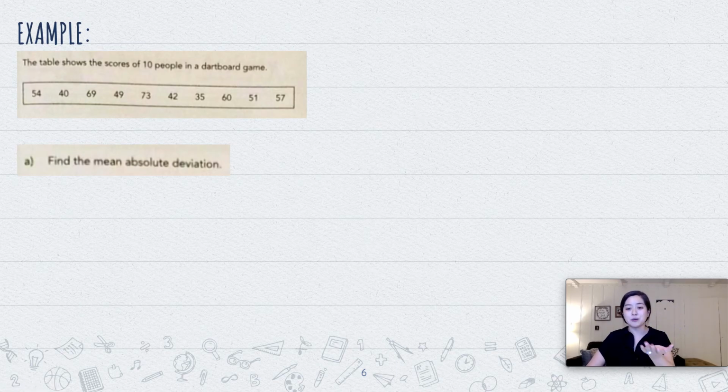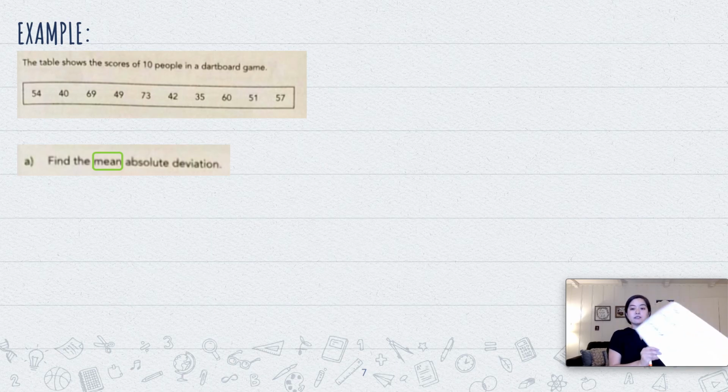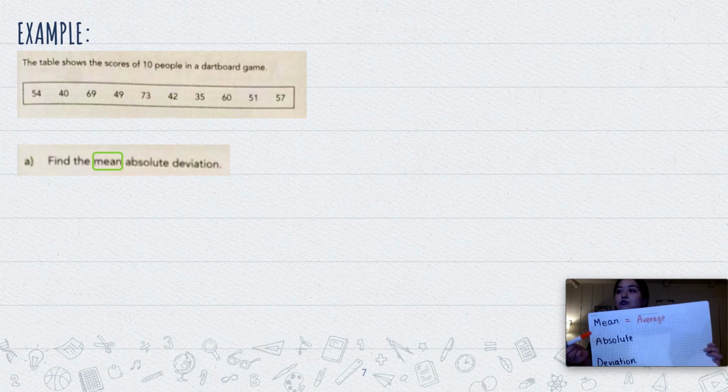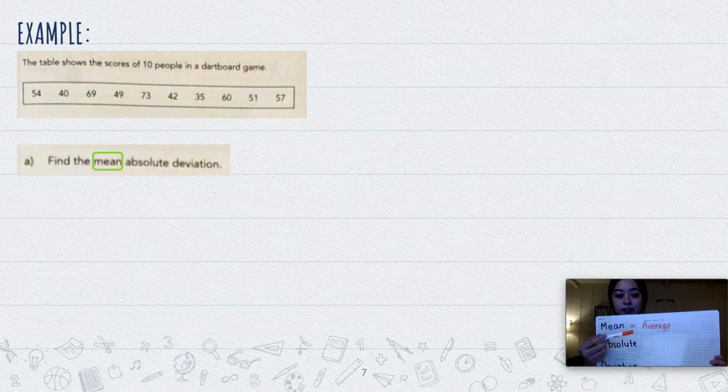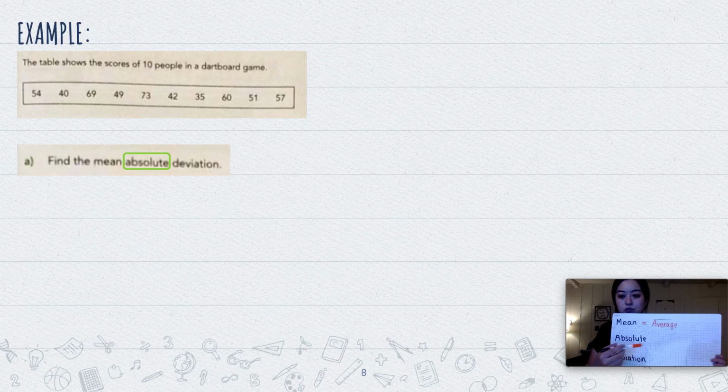To figure out what that means, let's look at that phrase word by word. The first word is mean, and mean is the same thing as saying the average. Remember how we've been practicing finding the mean in the last couple of lessons? So another word for mean is average. Then look at this word, absolute.